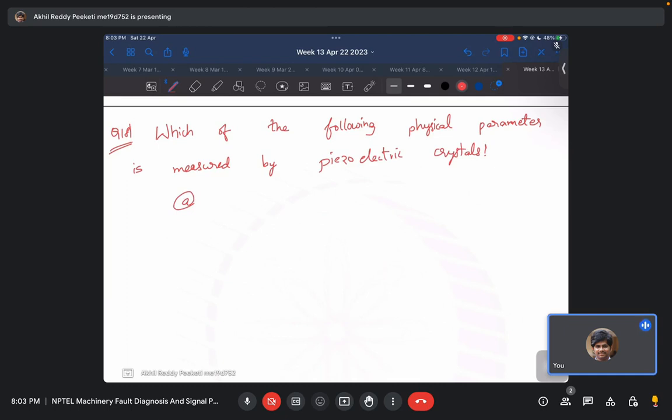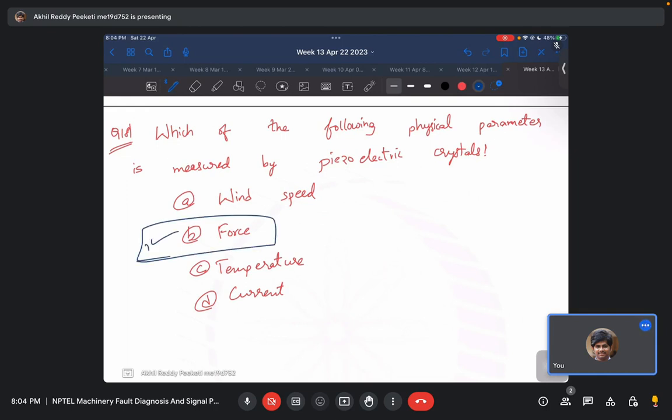So the following physical parameter is measured by using piezoelectric crystals: wind speed, force, temperature, current. Which of the following can be exactly measured by piezoelectric crystals directly? Piezoelectric crystals are actually designed to measure the force.